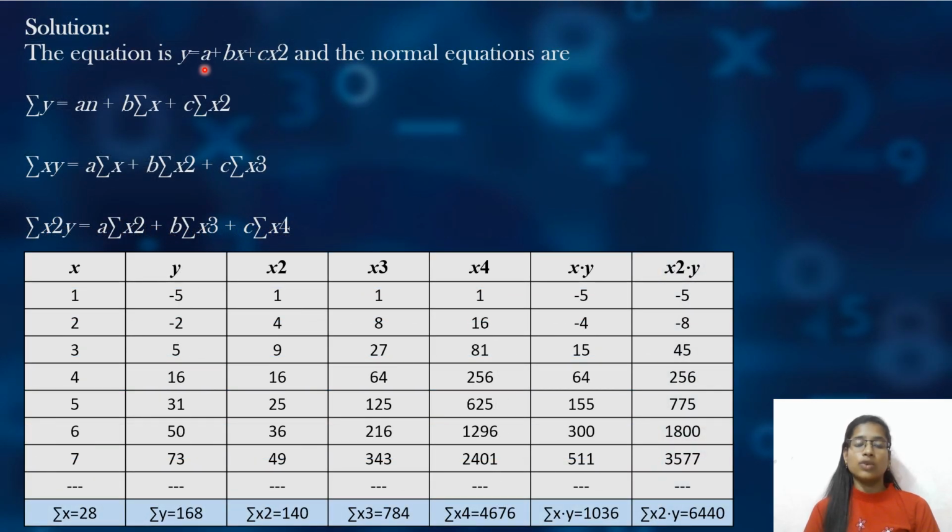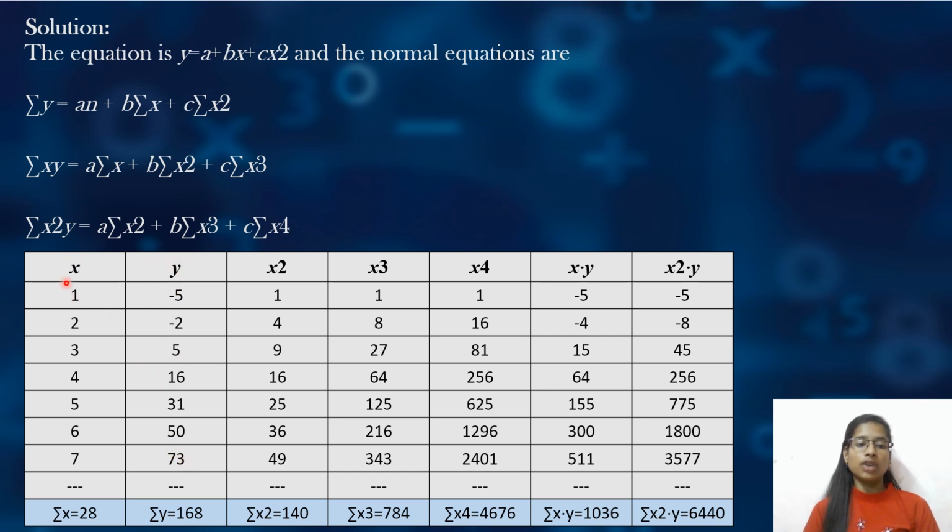So this is the equation y = a + bx + cx², and these are the normal equations in which we need to find summation of y, summation of xy, summation of x²y, and summation of x², summation of x³, and summation of x⁴. So we need to calculate all this by using the table. We are only provided with the x values and y values.